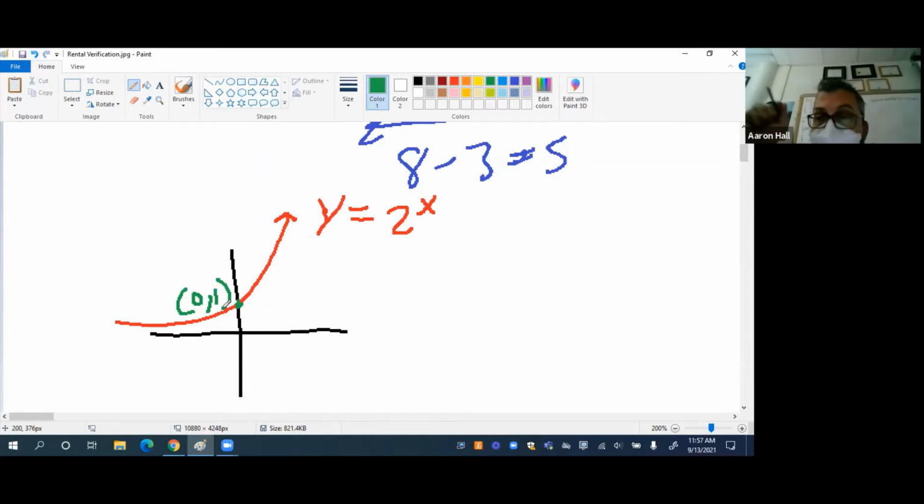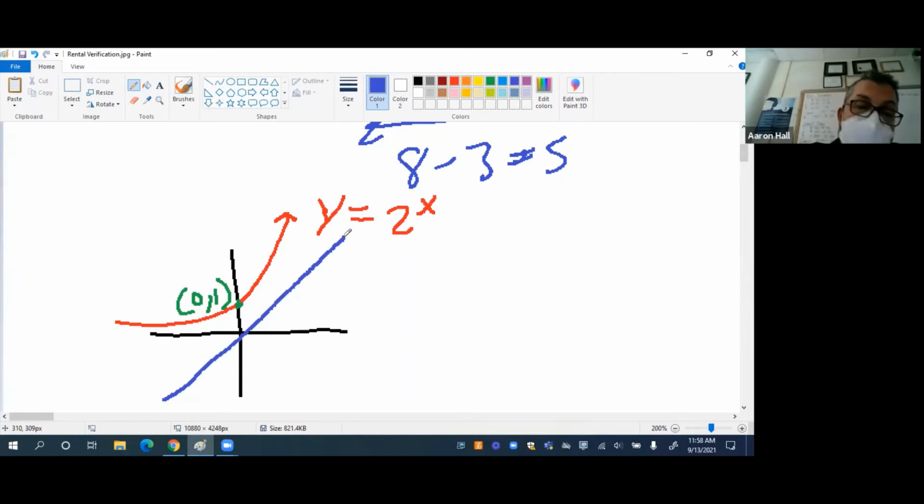Now, all inverses are reflections of each other across what line? Y equals x. Good. That means that if x is 1, y is 1. If x is 2, y is 2. If x is 3, y is 3. If x is 4, y is 4. We have that line that's diagonal right across, through the first and the third quadrants. And so we have another graph that has to be the inverse.